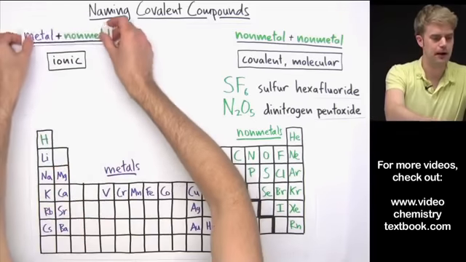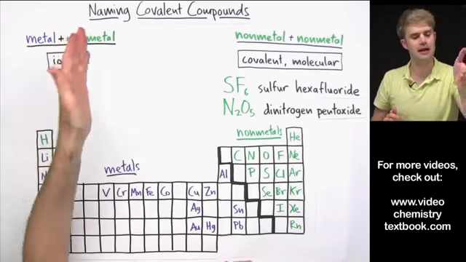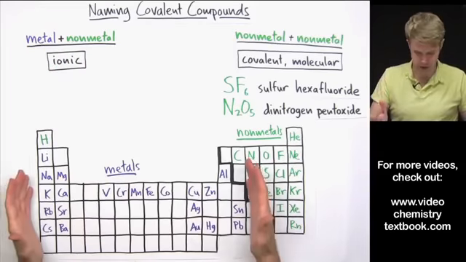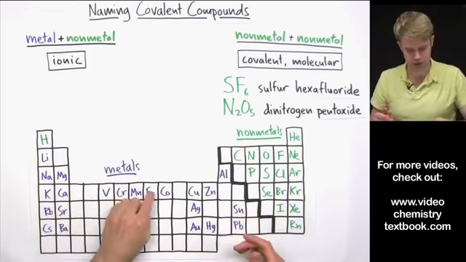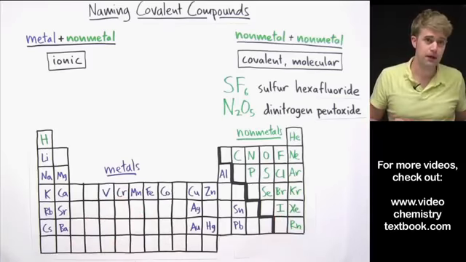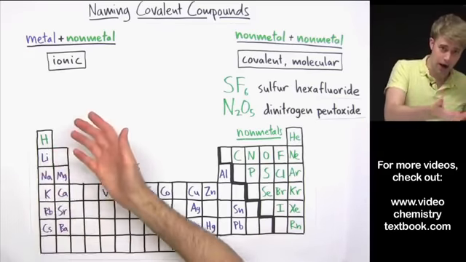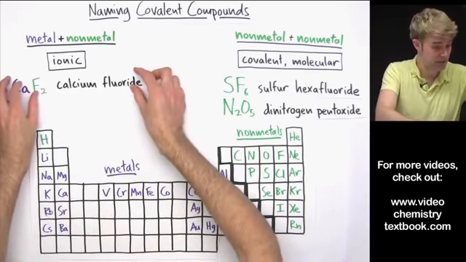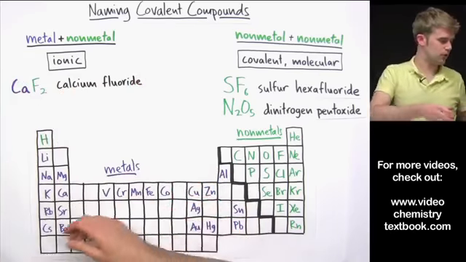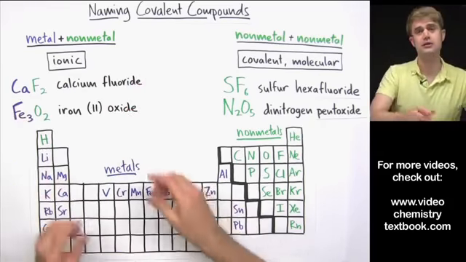The way we name covalent or molecular compounds is different from how we name ionic compounds. Ionic compounds contain a metal and a nonmetal. The metals are the elements here on the periodic table, and I've written in some of the most common. Some examples of ionic compounds and how we name them are calcium fluoride and iron(II) oxide.